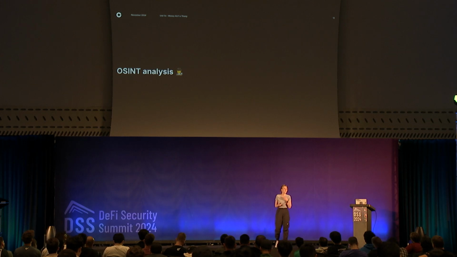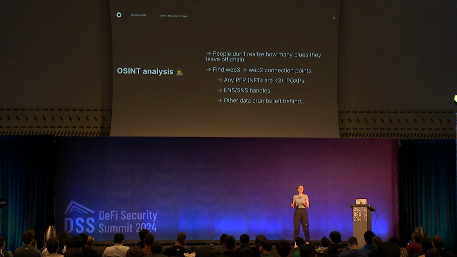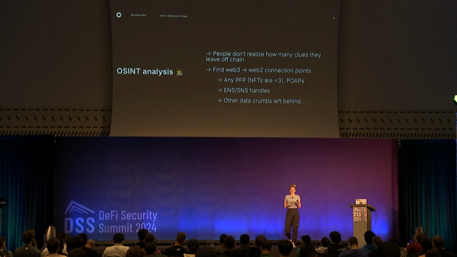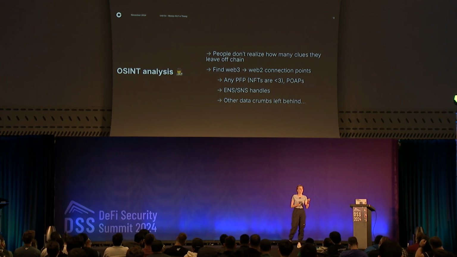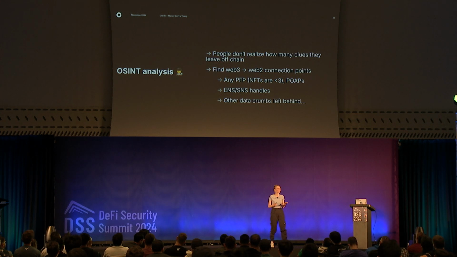So now let's talk about my favorite section, which is the OSINT analysis portion. People don't realize how many clues they leave off-chain. So my big takeaway for today is to find any Web3 to Web2 connections you yourselves have. You don't even realize it, right? Any profile picture you reuse and recycle. Maybe you want to have your profile picture recycled on your ENS and on your Twitter, but maybe you also don't when you're deploying a new contract for one of your projects, right?